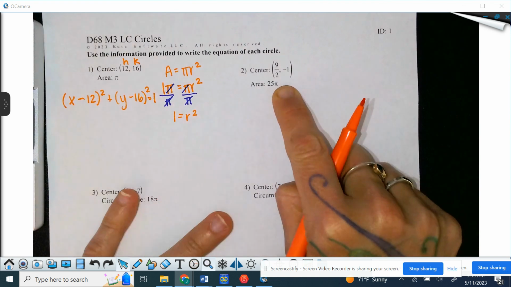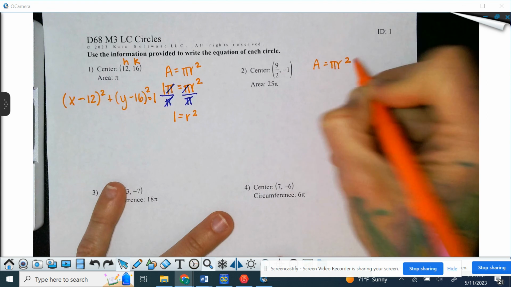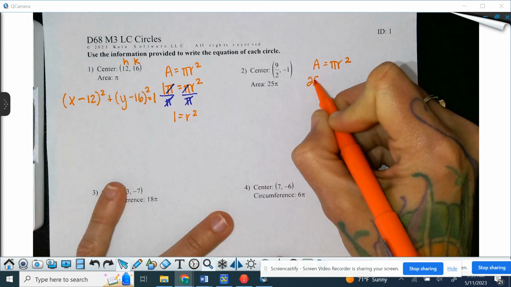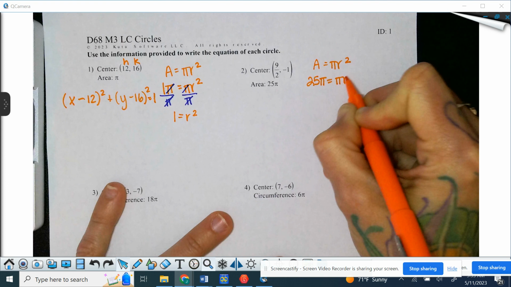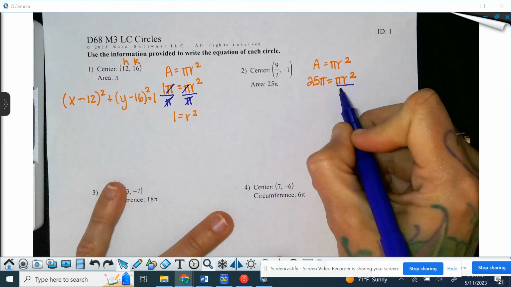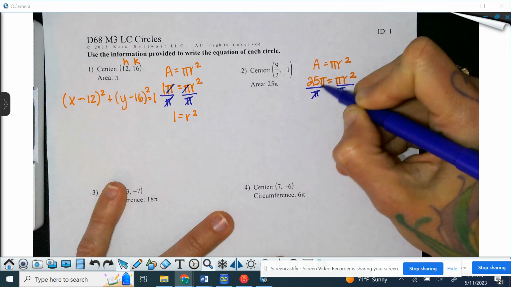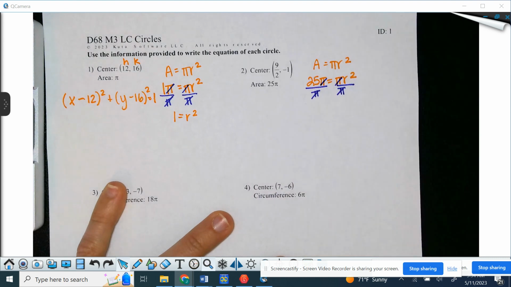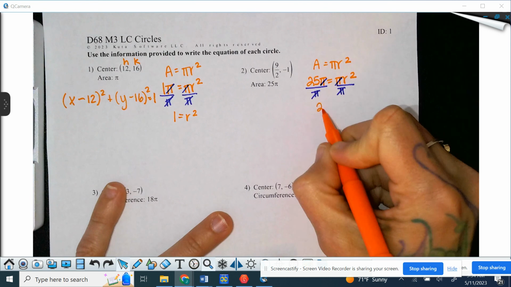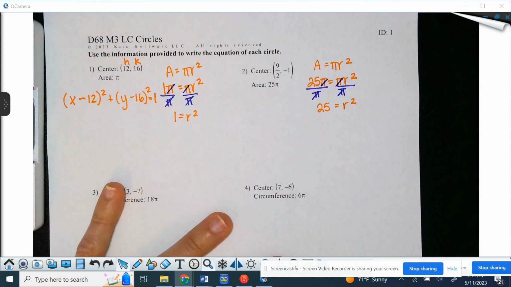Area is pi r squared. So the area is 25 pi equals pi r squared. Again, same thing. You're trying to get radius squared by itself or radius by itself, depending on the question. But if we're writing the equation of the circle, all you need is radius squared. So it's 25 equals radius squared, which means if we want to know what the radius was, we take the square root of both sides, and the radius would be 5.